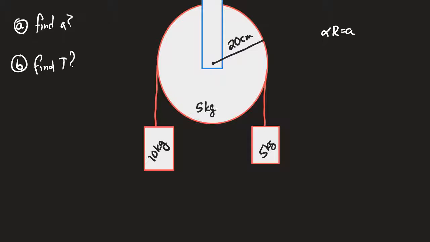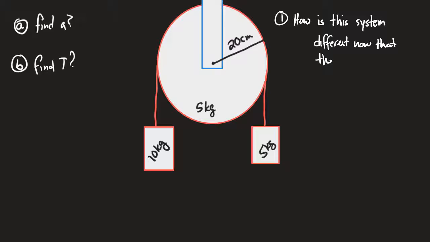So I want you to consider answering 3 questions. I'm going to give you the 3 questions right now. But understand, there's a larger question I will not seek the answer of. And that is, how is this system different now that there's mass in the pulley? I'm asking it this way because we've done this problem before.